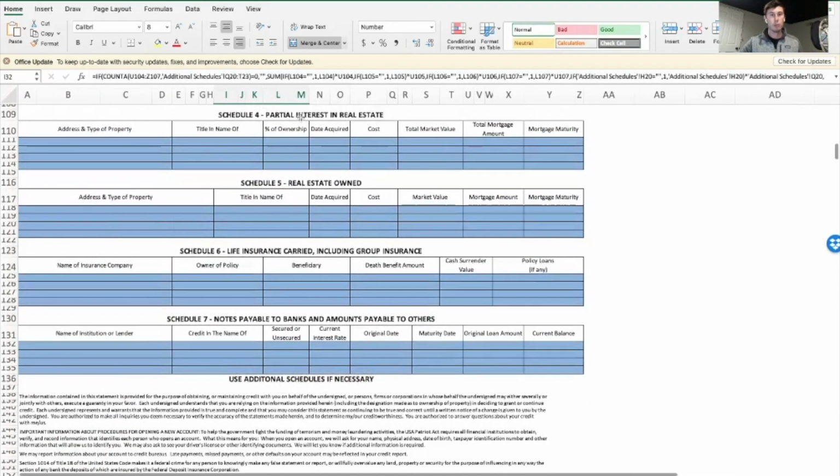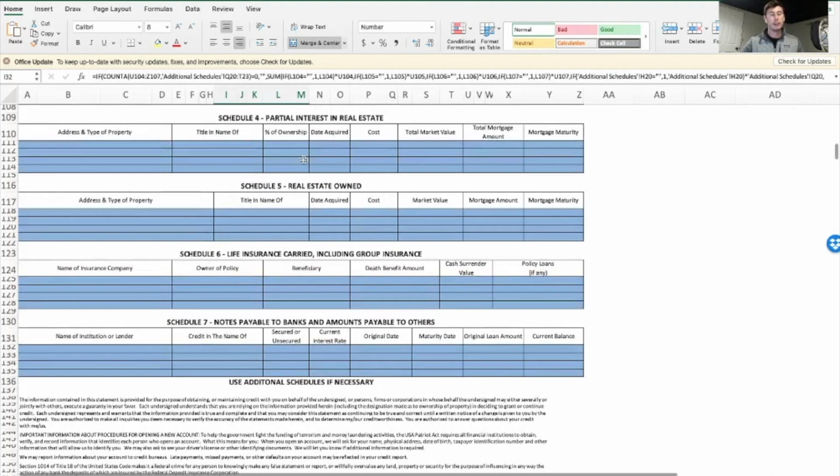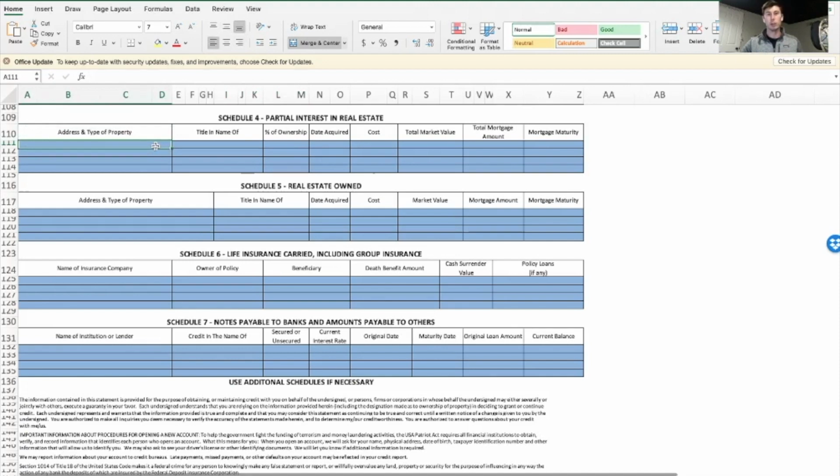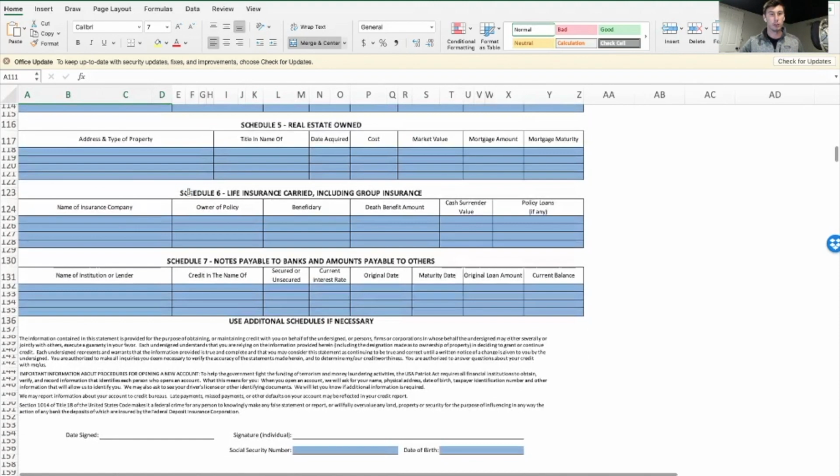Again, most people are probably not going to own portions of LLCs, so not that big a deal. Partial interest in real estate. That's if you own the real estate not in an LLC and you still just own a portion of it. Say you and your dad own a house and you own it 50-50. It's really the same thing. So we're going to skip over that.